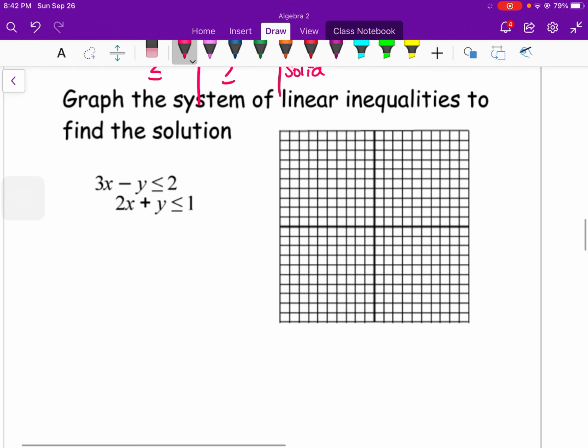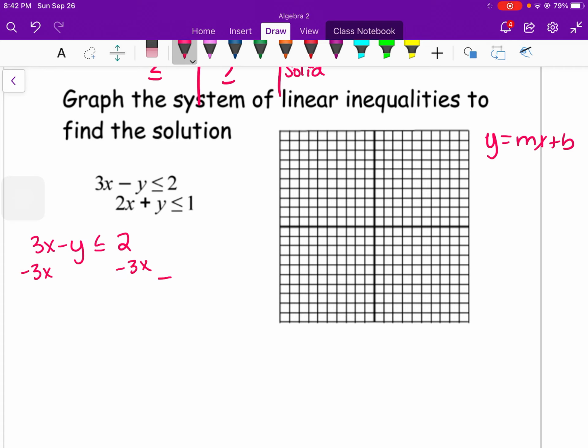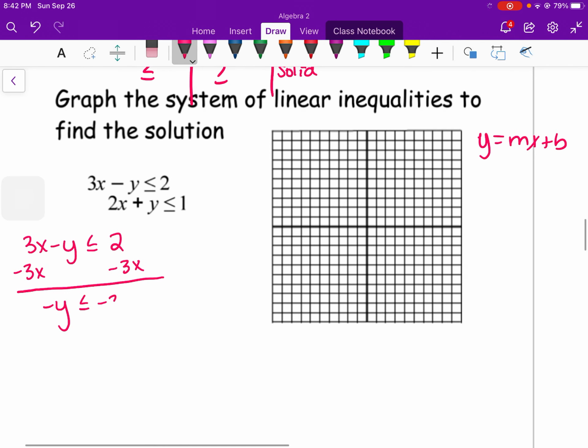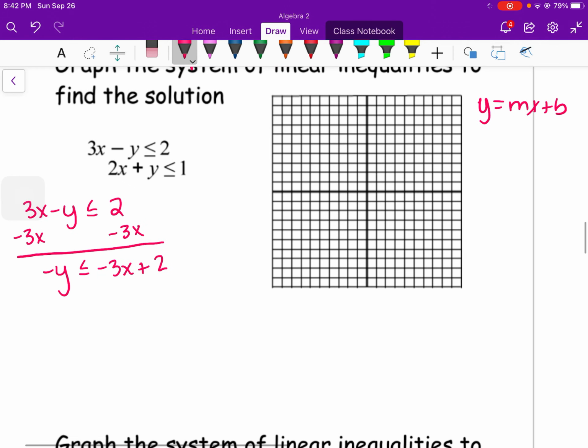So similar to how we solved by graphing, you are going to want your equations in mx plus b form. So take the top equation, 3x minus y less than or equal to 2, and I'm going to solve it for y. I'm going to start by subtracting 3x from both sides. I'm going to get negative y is less than or equal to either 2 minus 3x or negative 3x plus 2 if you want to keep it in slope-intercept form. And then I need y by itself, so this is like a negative 1y, so I'm going to divide by negative 1. I'm going to get y.